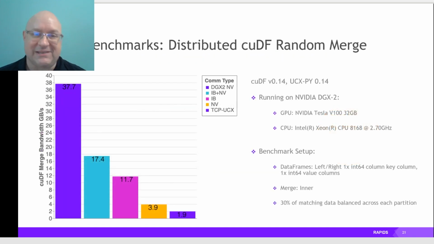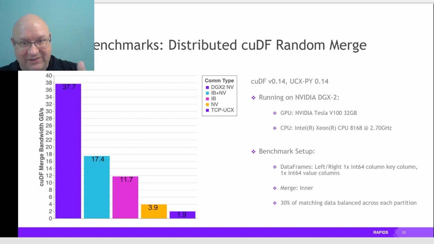And what this means is going from TCP with UCX, we're achieving a starting point of about 2 gigabytes a second to merge two data frames. Now, taking the same data and using UCX with NVLink, we get almost twice the performance immediately. We can also bring in InfiniBand. If you have InfiniBand on your nodes, you can now connect them together at 11.7, almost 12 gigabytes a second between those nodes.